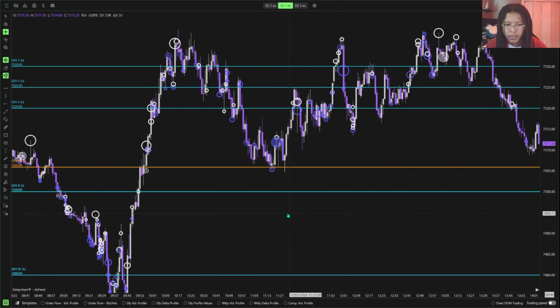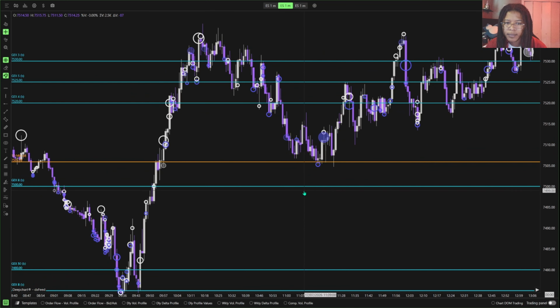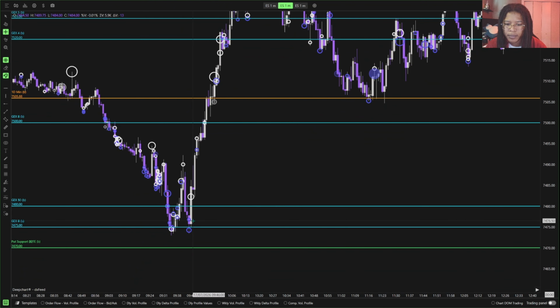Look at this. The 1 day minimum. We have sellers getting absorbed. That's our sign to go long. Same thing again here. Sellers get absorbed, we go long. Sellers get absorbed, we go long.